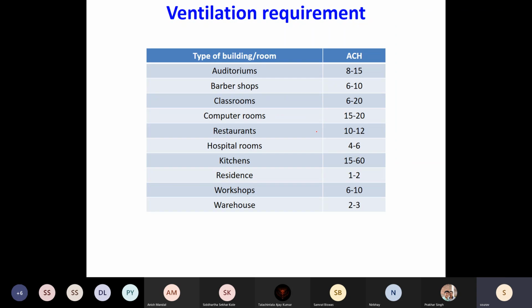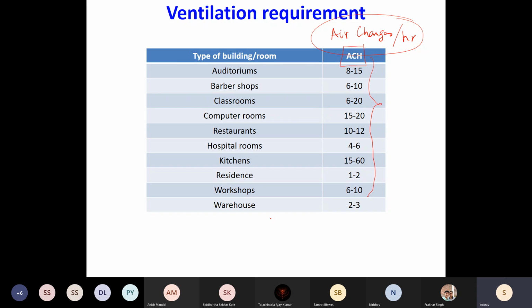Now, what is the typical ventilation requirement? So again, some numbers are given. The actual figure can vary based on the application and the number of people you expect inside the room. Okay, so these are some recommended numbers. So the unit is air changes per hour. Okay, air changes per hour.